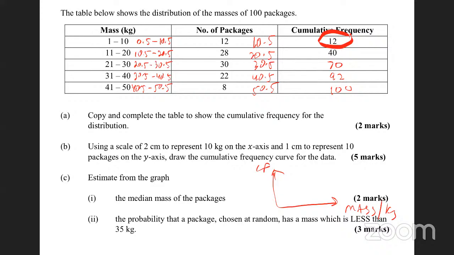Follow this scale, right? 2 centimeters to 10 on the x-axis, 1 centimeter to 10 on the y-axis. When you're buying graph paper, you can't get these, right? When it's light like this, it's good. When it's dark like this, you don't see it. Oh yeah, follow the scale.